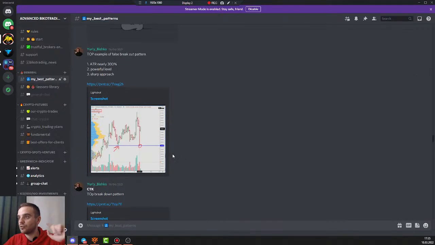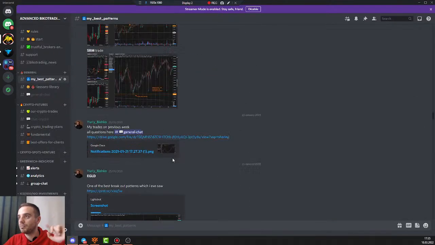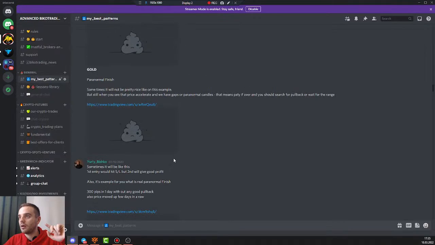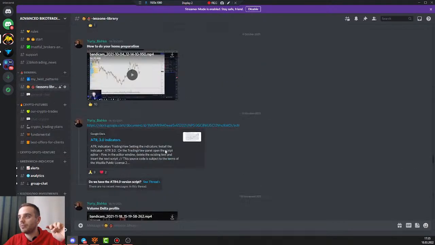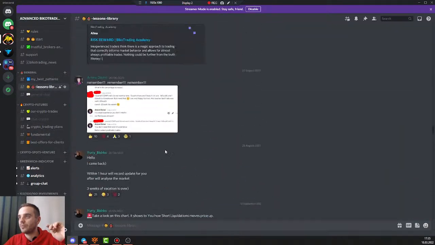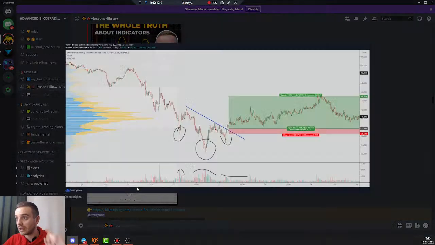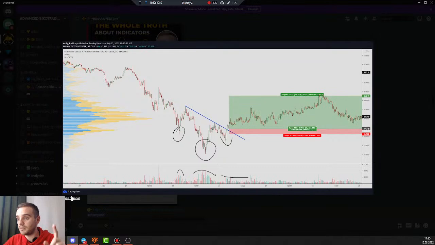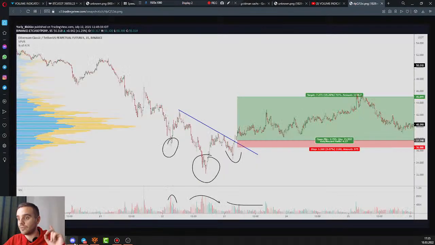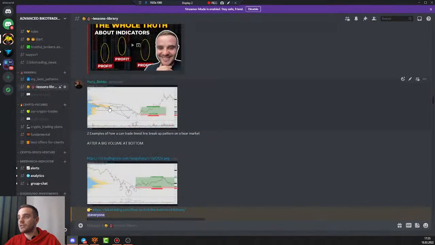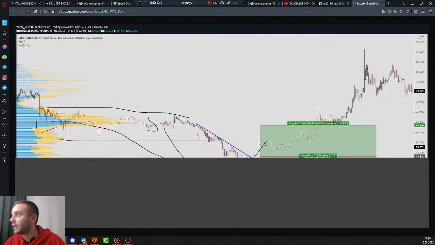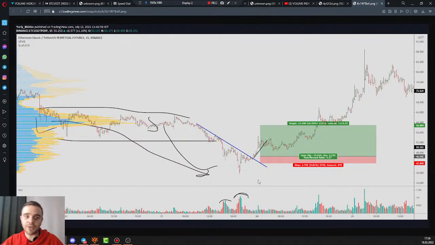By the way, I want to show you an example. It would be the best example ever. My God, lesson library. This one is maybe the best example. It is a pattern that I'm waiting for. And have a look at this pattern. It is a trend line breakout pattern.